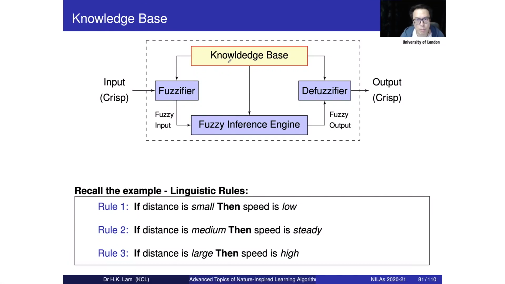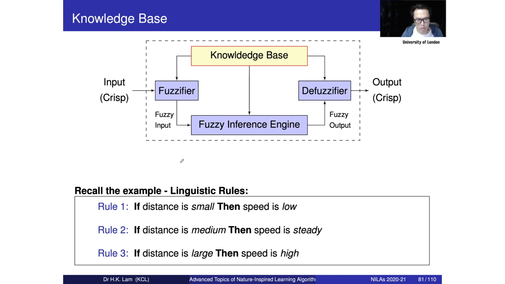Now I'm going to talk about the knowledge base right here. The knowledge base is a collection of all the if-then rules we are going to use to deal with the problem. Like this one, the one we are talking about, the control of the distance of the car to keep a safe distance. We have three rules, and all these three rules will be stored in the knowledge base to support the fuzzy inference engine to do the reasoning.